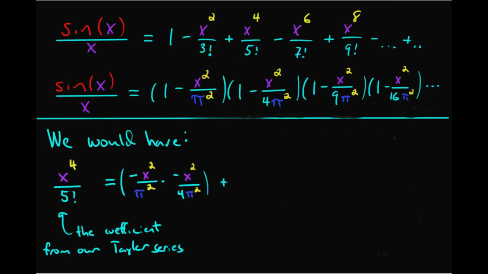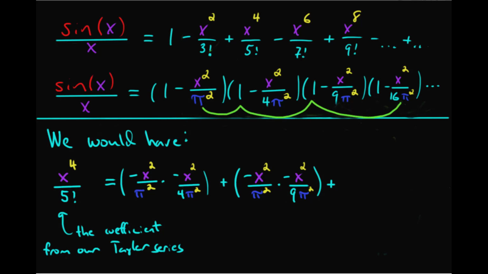The next x to the fourth term would be the result of multiplying negative x squared over pi squared by negative x squared over 9 pi squared. So to write out all the terms in that product would be negative x squared over pi squared times 1 times negative x squared over 9 pi squared times 1 times 1 times 1 times 1, etc. So I'll just group those together again in parentheses. The next product giving us an x to the fourth term would be the result of multiplying negative x squared over pi squared by negative x squared over 16 pi squared. So to get that, I do negative x squared over pi squared times 1, and then it hits negative x squared over 16 pi squared, and then it's just followed by multiplying a string of 1s.